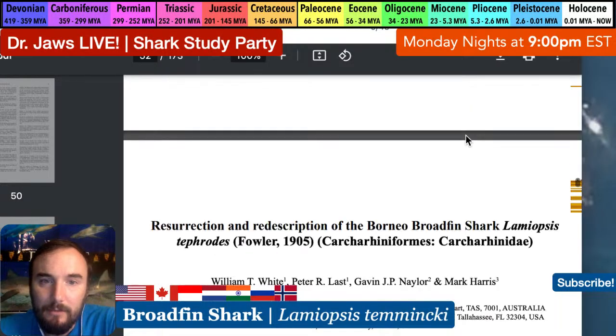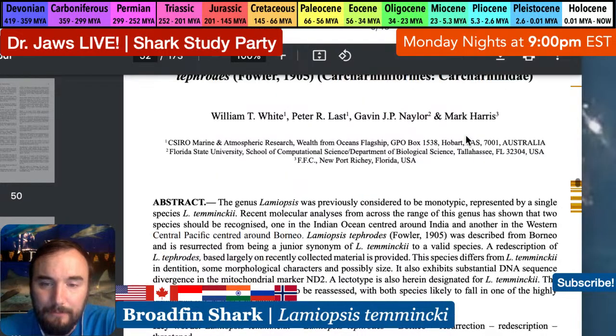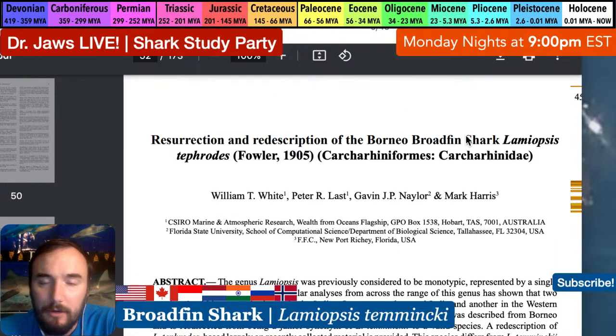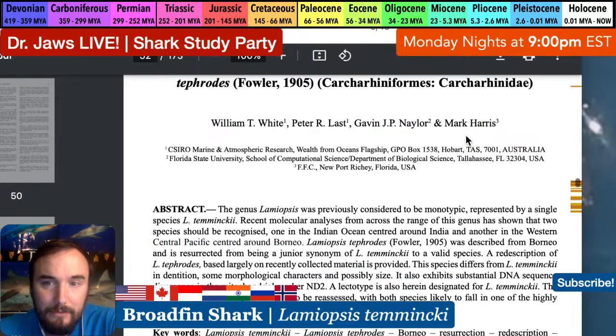So, when was this published? Because that is actually critically important. We already know that the broadfin shark is endangered currently, but if the broadfin shark is two species hiding in plain sight, that actually might make it critically endangered. So that's actually very serious.